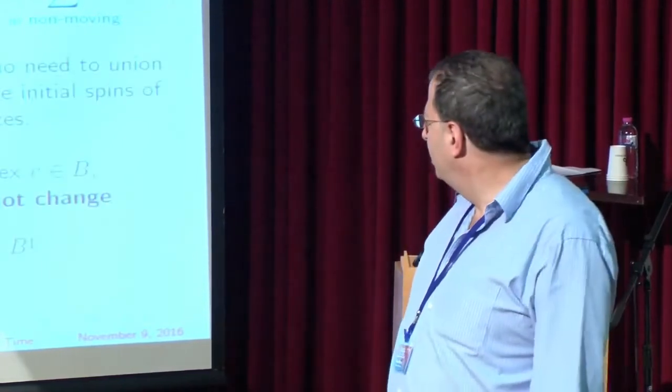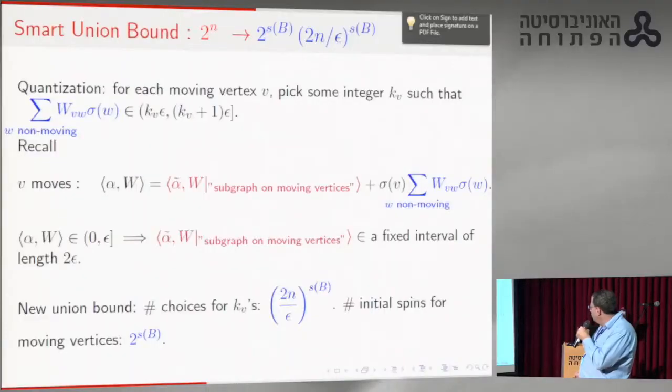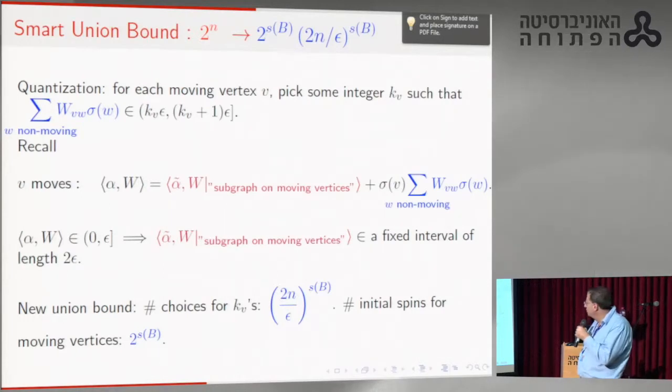Then the really hard work, as we'll see, is getting a better bound. I won't show the details. We're getting a better bound on the rank. But I said the new union bound has this 2n over epsilon to the S of B for the quantized lumped weights, and the 2 to the S of B for the initial states of the moving vertices in the block.